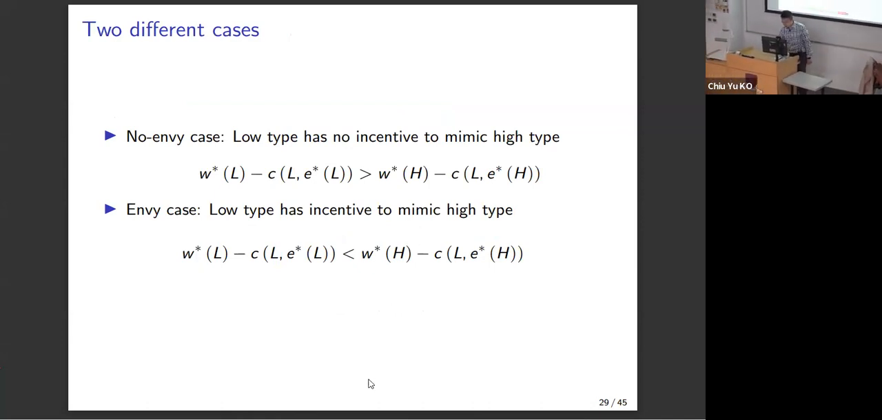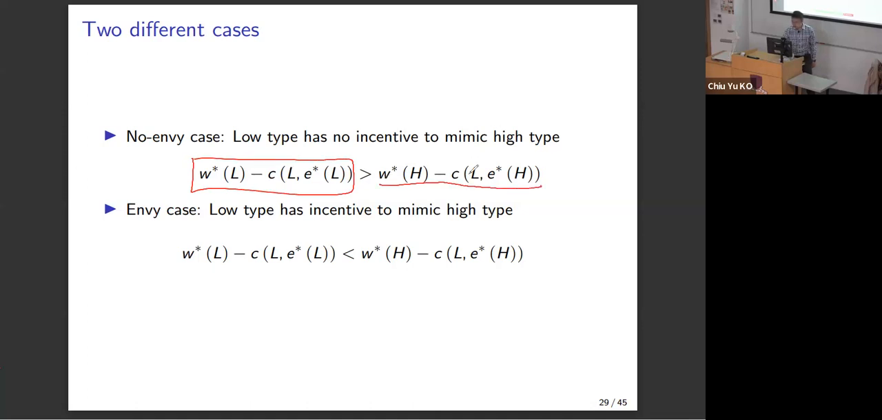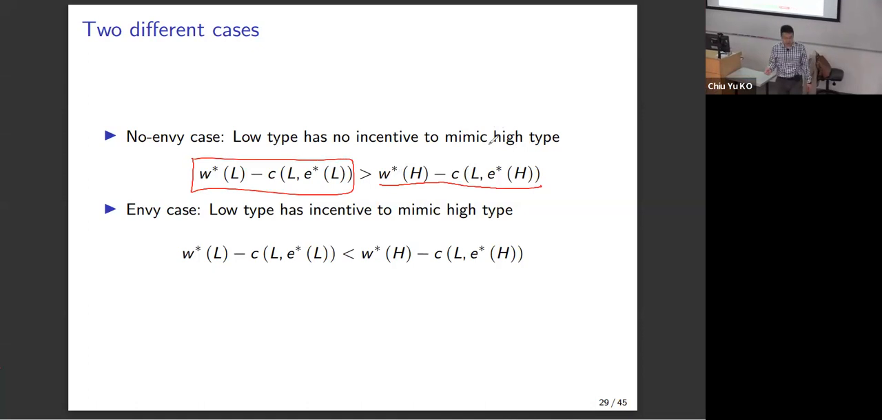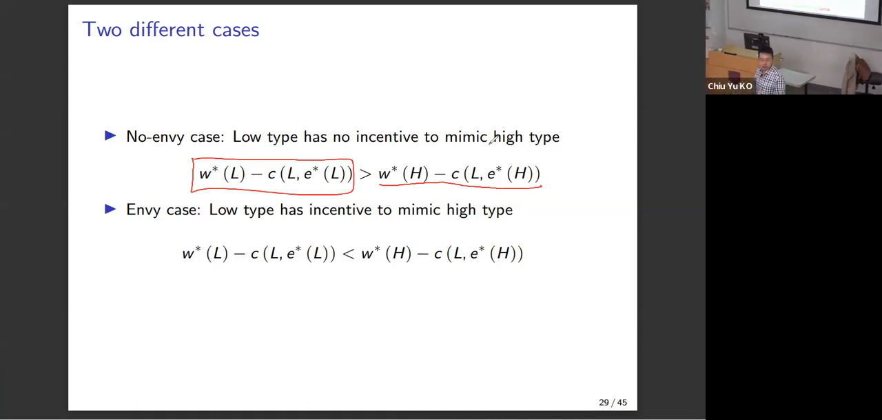This is the equilibrium payoff for the low type. This is the equilibrium payoff for the low type to mimic the high type. In that case, we are done, right? Because it's incentive compatible, as you learn from contract theory.